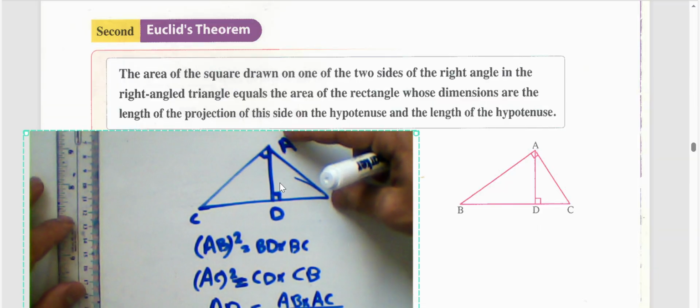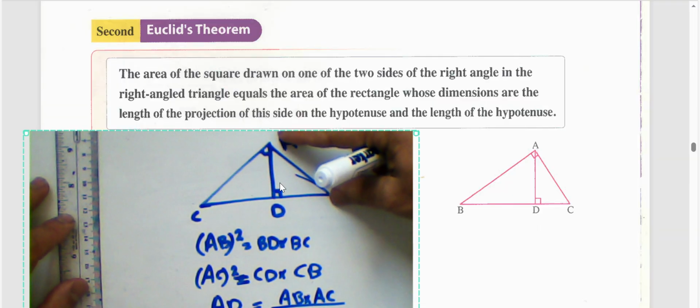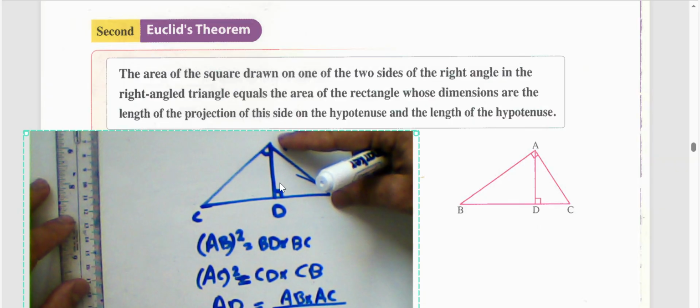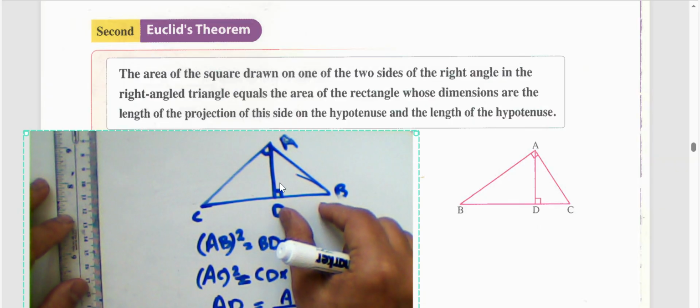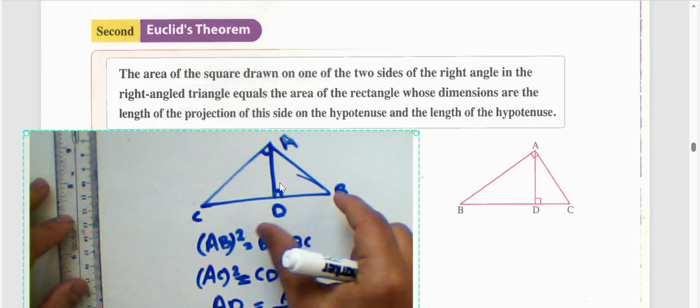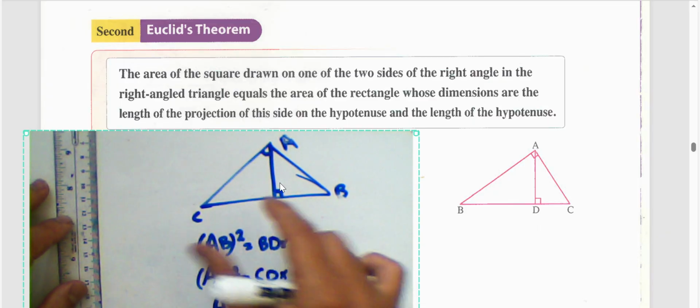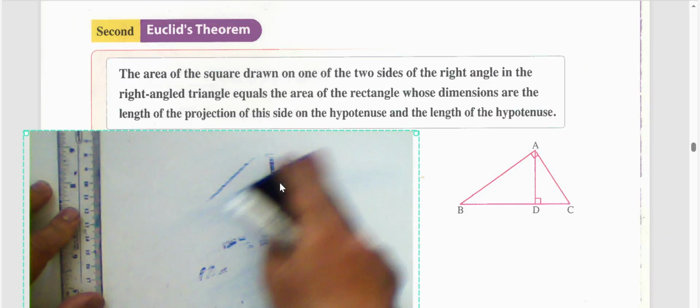Then the area of the square drawn on one of the two sides of a right angle triangle equals the area of the rectangle whose dimensions are the length of the projection of the side on the hypotenuse and the length of the hypotenuse: BD product by CB.